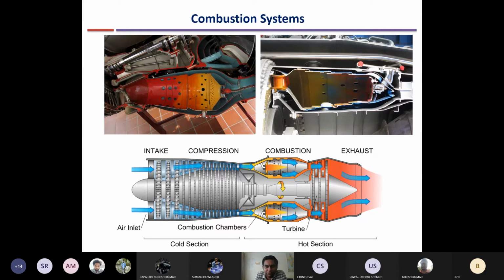Now that net work output can be used for electricity or power generation, or the entire work output need not be taken out from the turbine. Some of it can be used for generating high kinetic energy in the nozzle, like for jet engines. So the combustion chamber is one of the three essential parts for an industrial gas turbine and five essential parts for the jet engine. For a jet engine, these are the diffuser, the compressor, the combustion chamber, the turbine, and the nozzle. So it is an integral part.